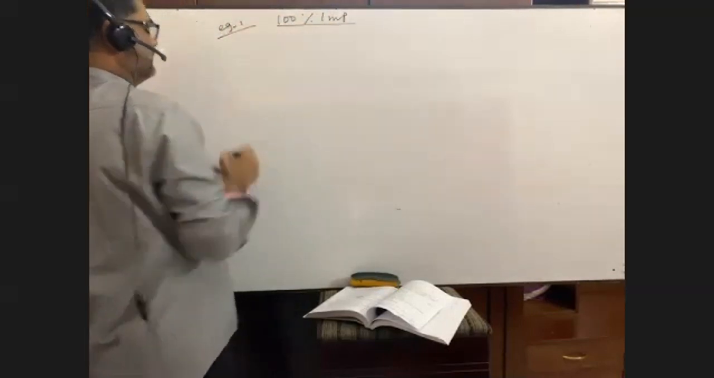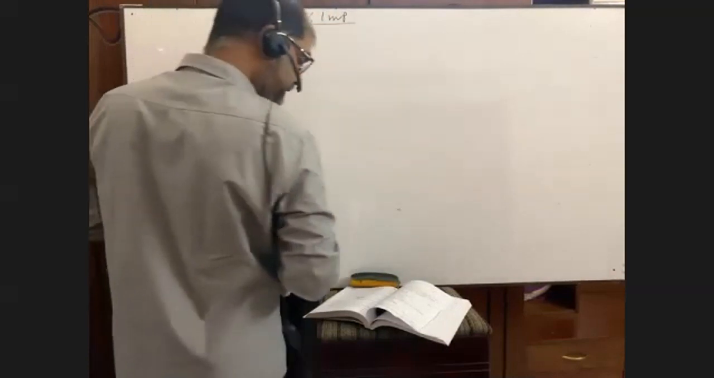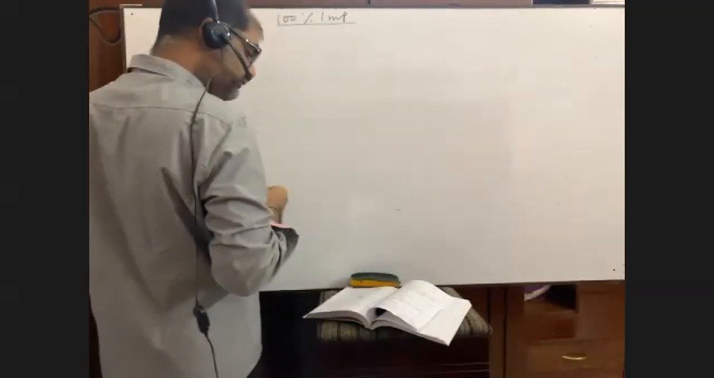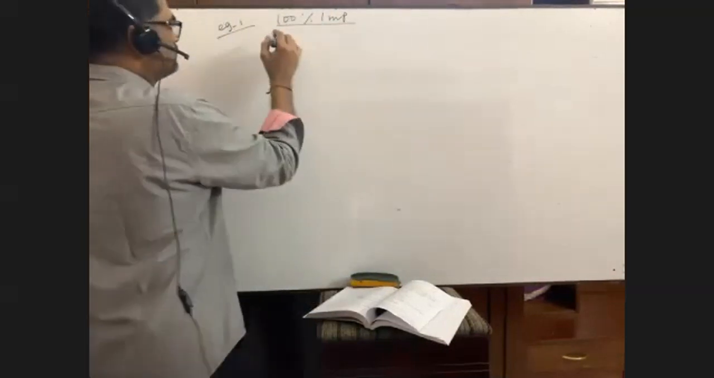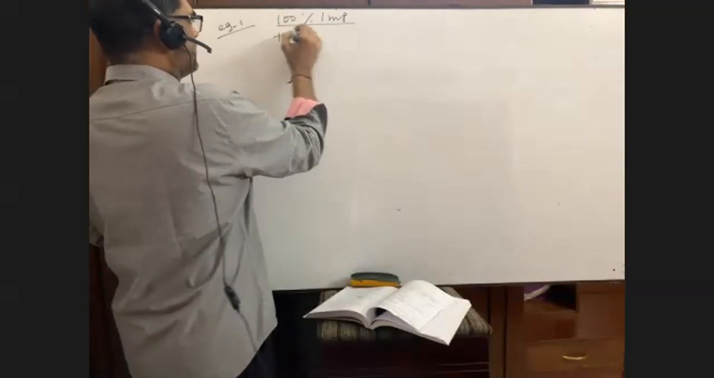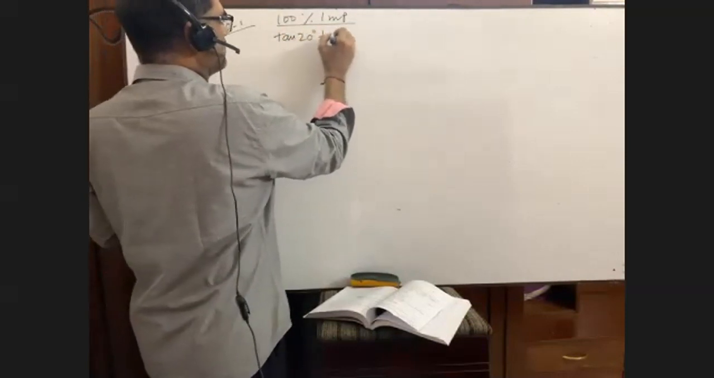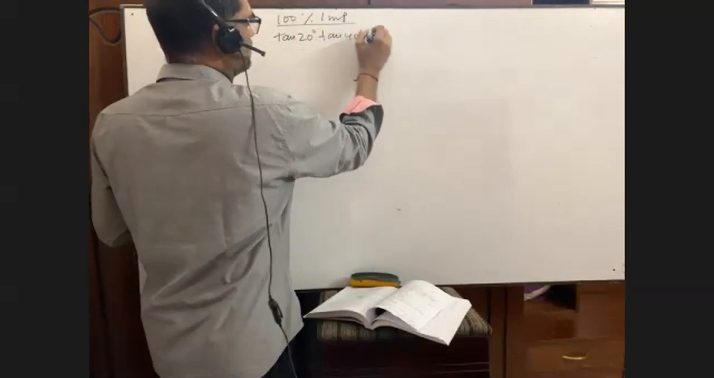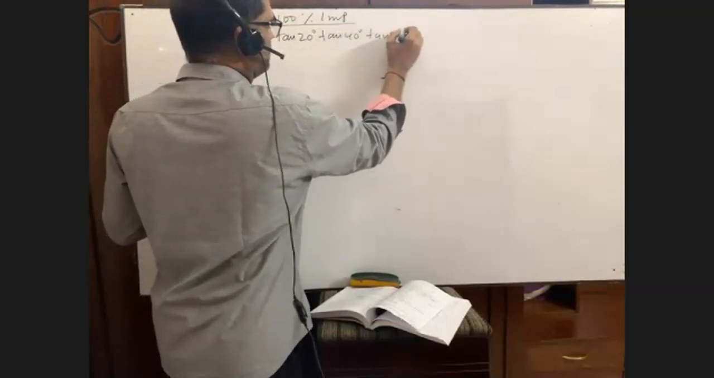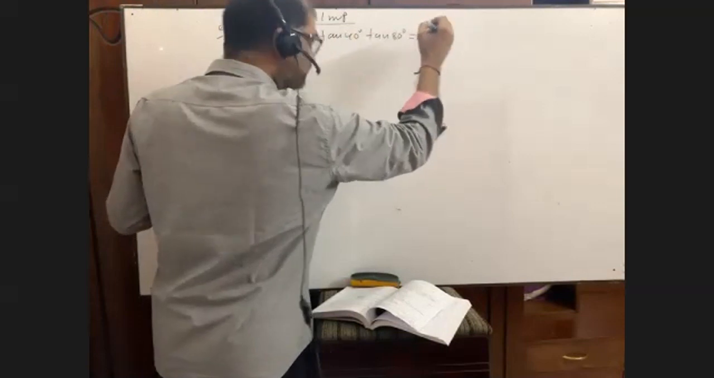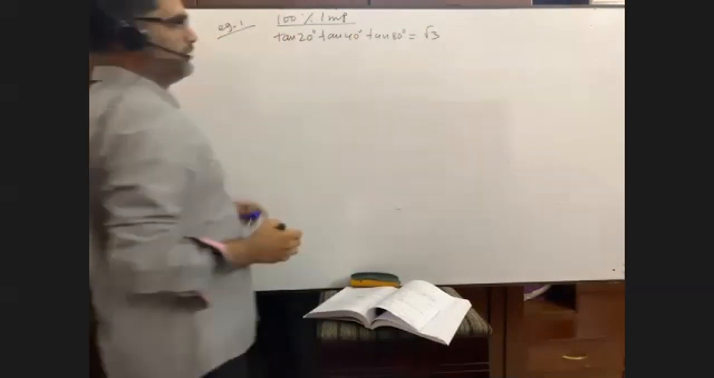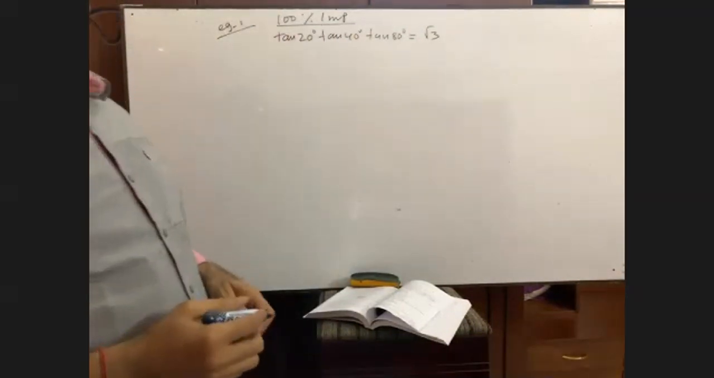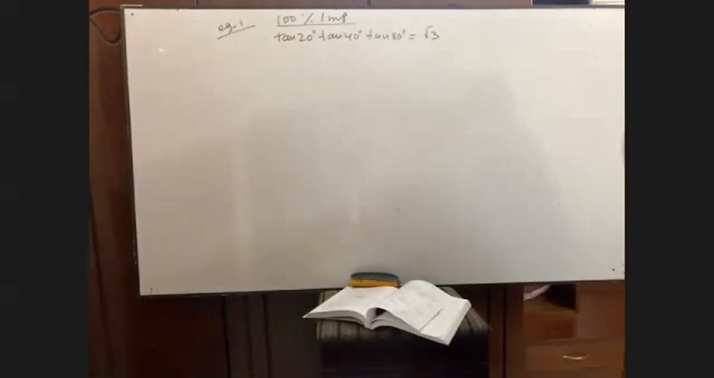Example 1. This type of math. Prove that tan 20 tan 40 tan 80 is equal to root 3. It came in too many boards. Okay, this math was given in the maximum number of boards. Please pay attention. Who can do it?